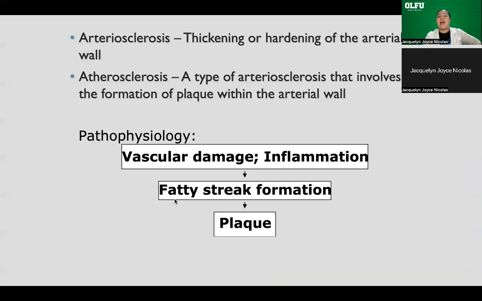And then we also have atherosclerosis. Atherosclerosis is a type of arteriosclerosis. So in short, all atherosclerosis are considered as arteriosclerosis, but not all arteriosclerosis are atherosclerosis. Now, in atherosclerosis, there is the formation of atheroma.